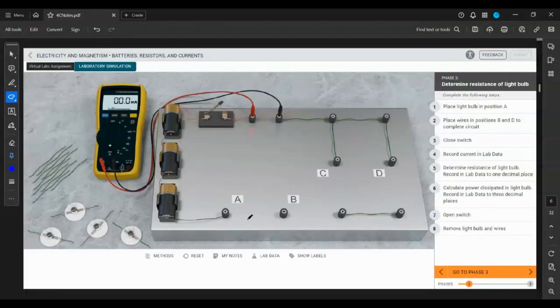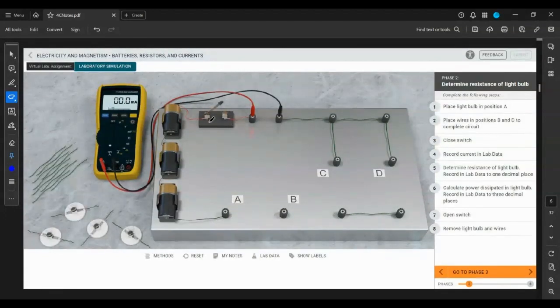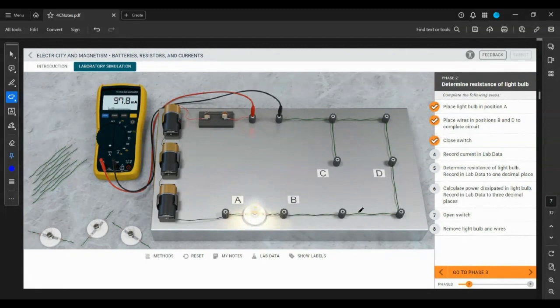So we would take the light bulb and put it in position A, since we're only interested in having 1 light bulb. So we're going to fill in wires around this way to complete the circuit. So in the end, it should look something like that. It's not going to turn on at first. So if you feel like it's broken, if it's not giving a reading, if the light's not coming on, remember to close the switch. So here it was open, here it's closed, and that's where we get our reading.